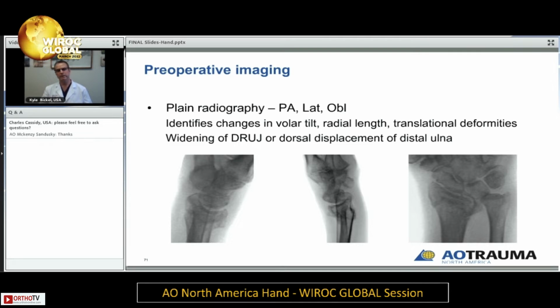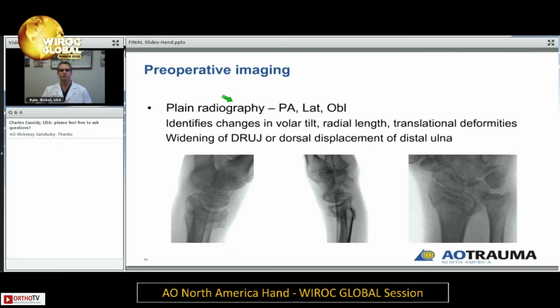Preoperative imaging always includes standard views of the radius on plane radiography: PA, lateral, and oblique. It identifies changes in volar tilt and radial length, and we can identify translational deformities. You can see widening of the DRUJ and often dorsal displacement.